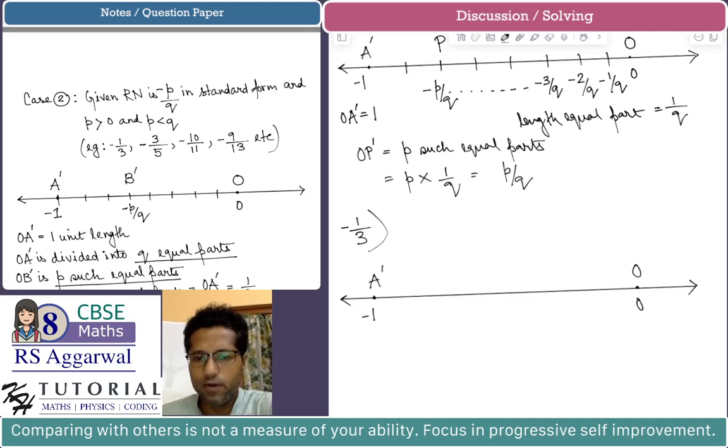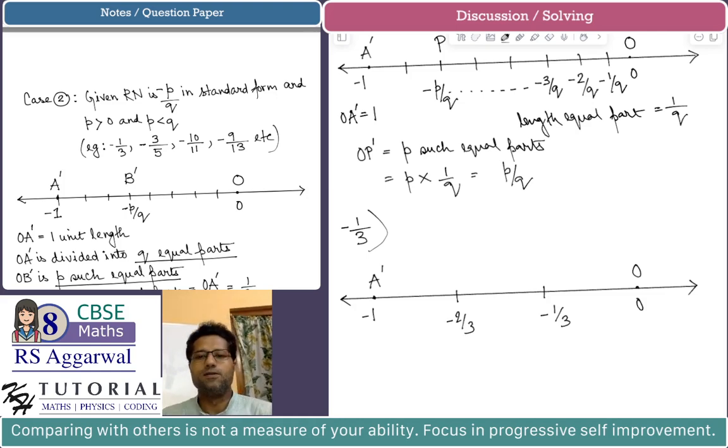Now you divide OA dash into 3 equal parts, because the rational number is minus 1 by 3 and the denominator is 3. So I will divide the segment OA dash into 3 equal parts. Let's say 1, 2 and 3. So definitely the marking of the first equal part to the left hand side of the origin O will be minus 1 by 3, and the second equal part will be minus 2 by 3, and so on.